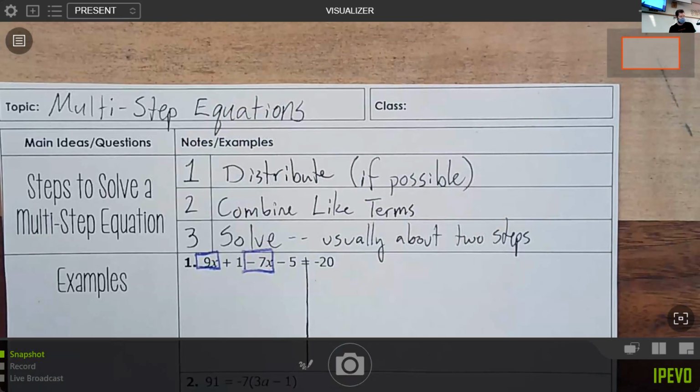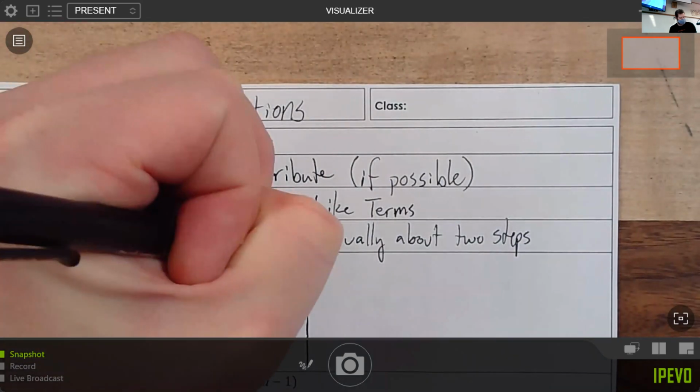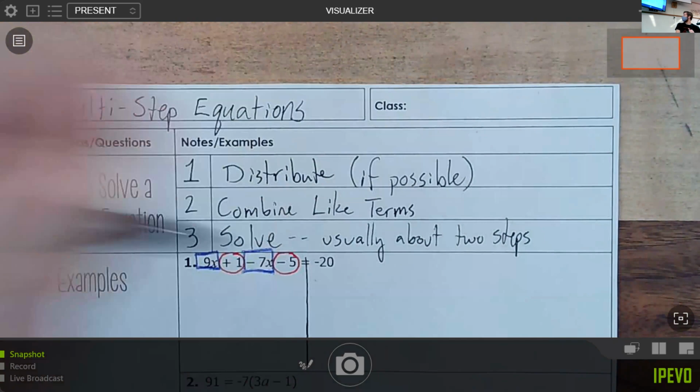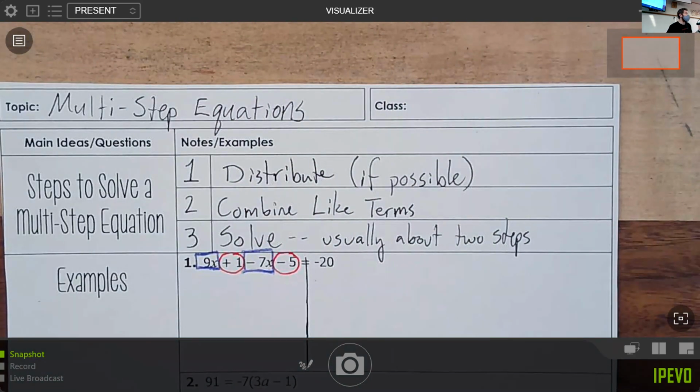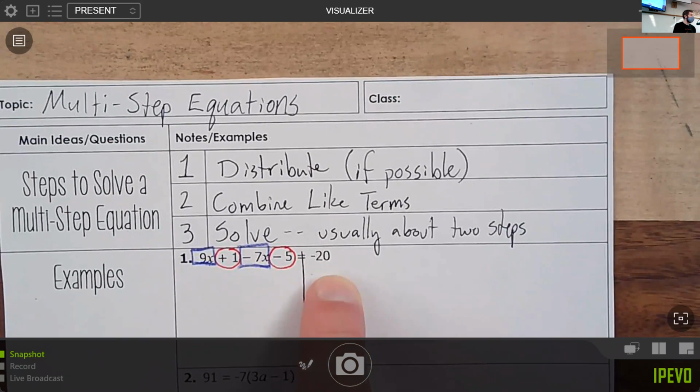So that'll be a 1 and a minus 5. So I'm going to put shapes around the 1 and the minus 5. Now I want to make this very clear. I am only combining like terms on the left. I'm not doing anything with this negative 20 over here. This negative 20 is a single value.